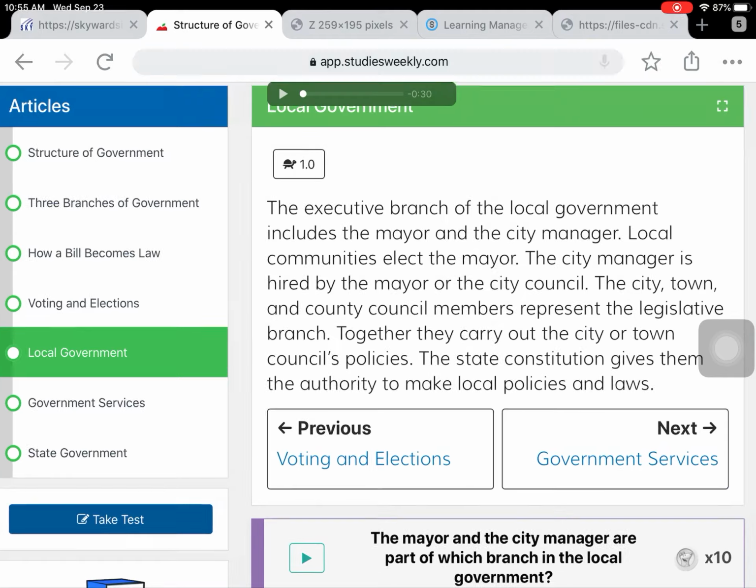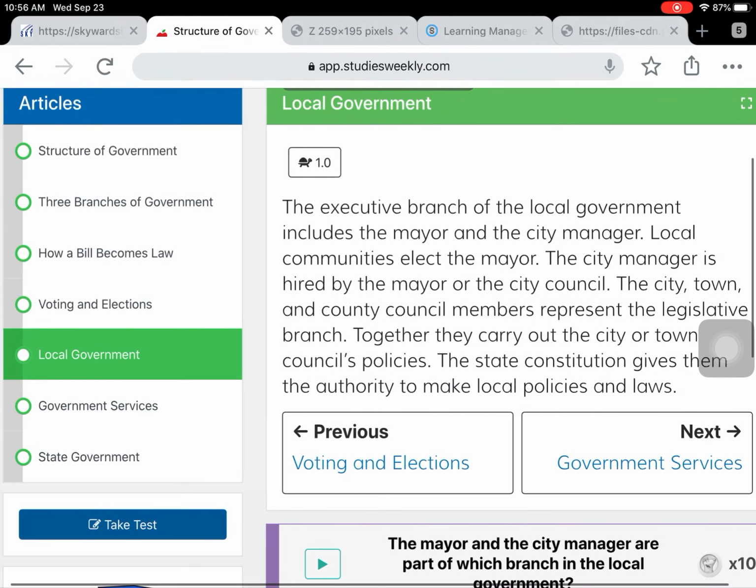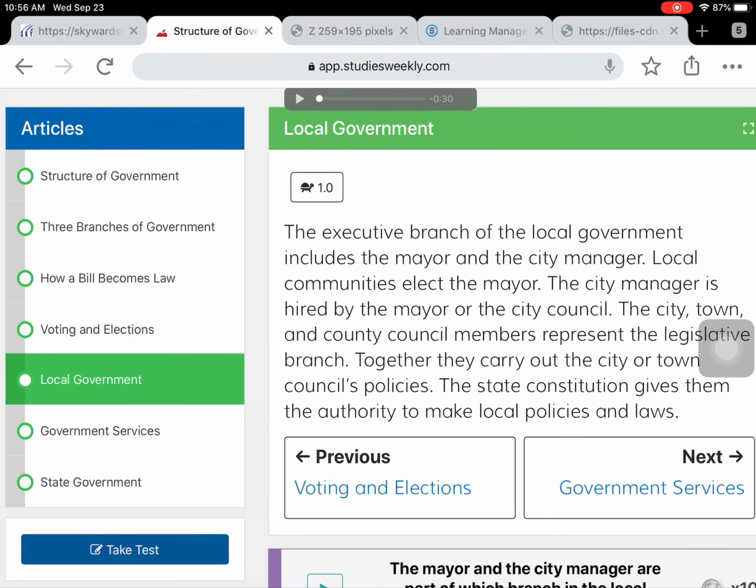Let's go ahead and take a look at our local government. So just like for state and just like for our large federal government, we also have three branches of government.